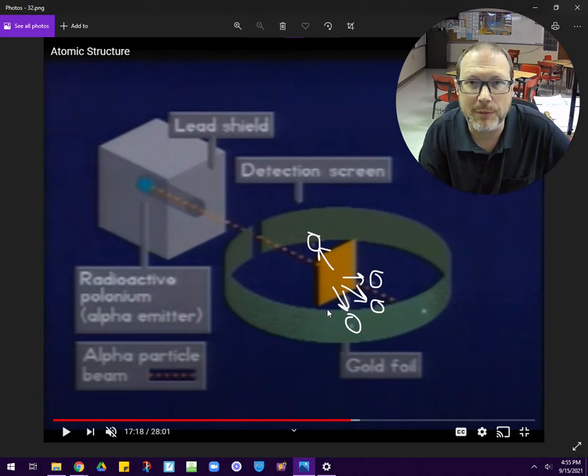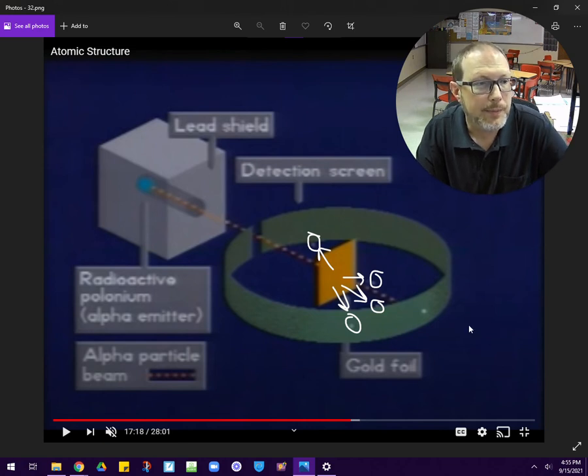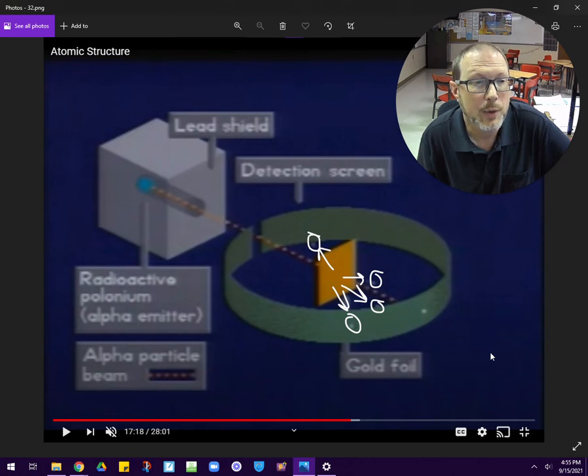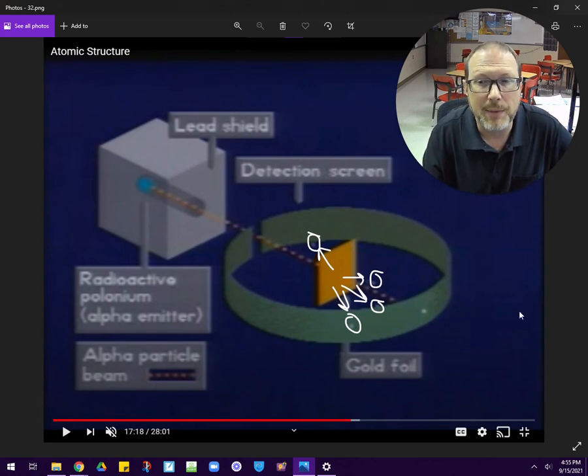Really funny quote from the video. Two of the guys that were running this experiment for Rutherford, Hans Geiger and Ernst Marsden. Geiger you are probably familiar with because the Geiger counter, which is an instrument that's used to detect radiation, radioactivity, was named after him. They did not expect this at all.